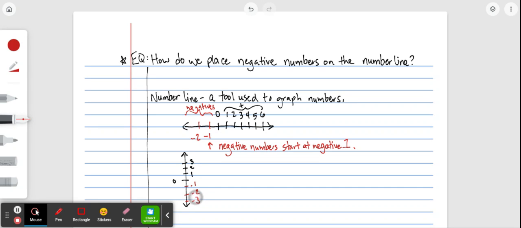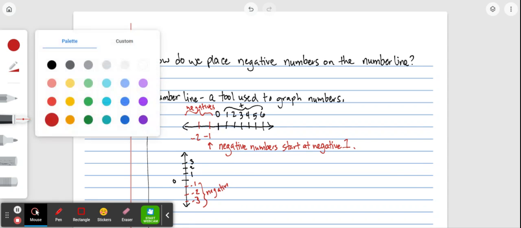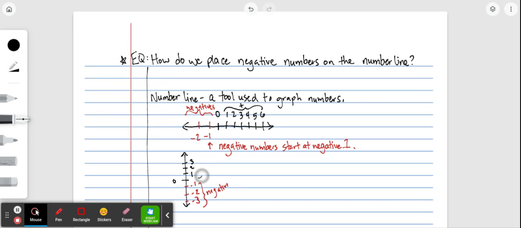Sorry, that 3 is kind of squished. -3. Okay, so you notice again, the bottom half are the negatives or the opposites, and the top half are the positives. Okay. So when we draw a number line, we have 0, and then to the right of 0 or above 0 are going to be all the positives, and then to the left of 0 or below 0 will be all the negatives.